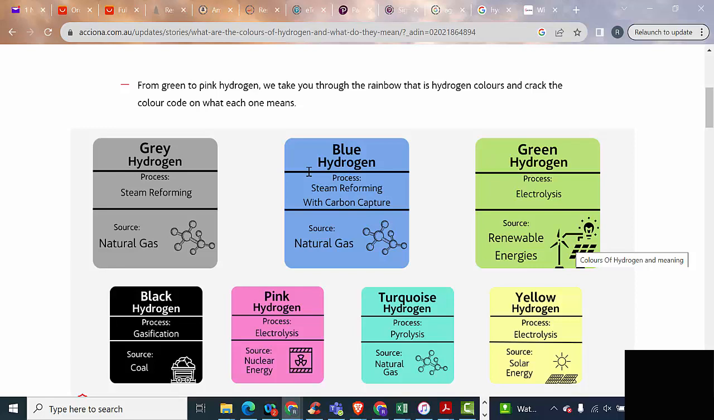Pink hydrogen comes from electrolysis, but the electricity comes from nuclear. So compare electricity from burning methane or natural gas versus electricity produced from nuclear. Electricity produced from nuclear is thought of as carbon neutral, or no carbon footprint. Turquoise hydrogen comes from natural gas straight, not by burning it, but pyrolysis of natural gas. Pyrolysis just means you break apart natural gas molecules at high temperature. And then yellow hydrogen. This is very promising: solar.